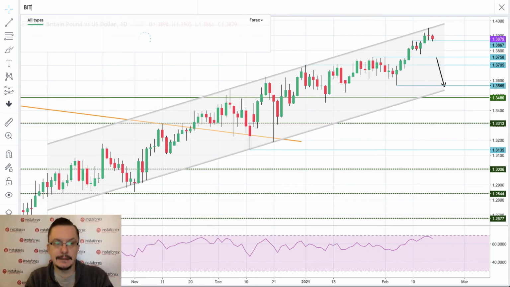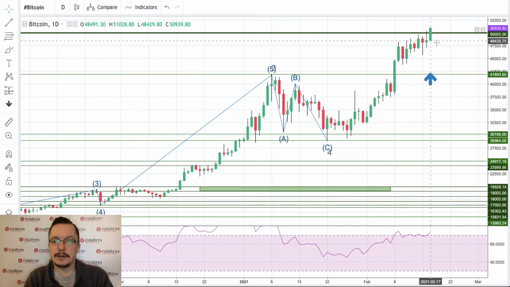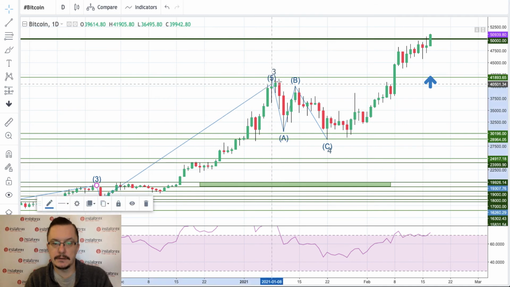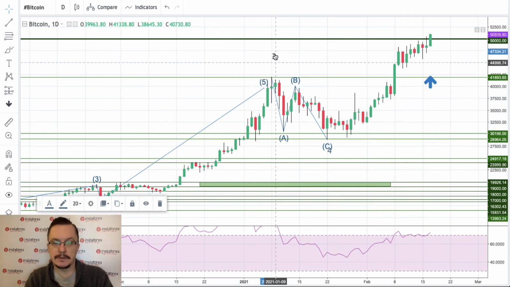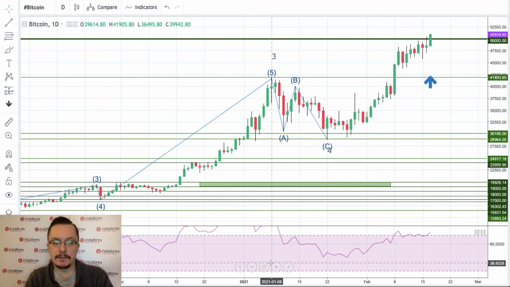And the last will be, of course, Bitcoin. Why Bitcoin? Because we are trading above $50,000. So this wave 4 has been finished. We are now in the last wave of the final push, because that was wave 3. I don't know if you can see it. There you go. That was wave 3. Wave 3 is now completed.